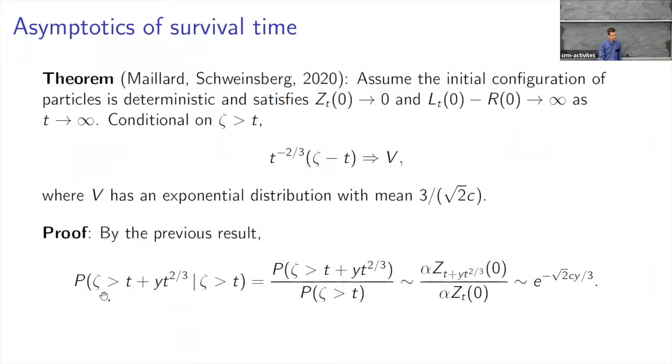So we want to calculate the probability that the process survives for at least time t plus y times t^(2/3), given that it survives for at least time t. We can write this conditional probability as the ratio of these two probabilities. The result on the previous slide tells us that the numerator is asymptotically α times z_(t+yt^(2/3))(0), and likewise, the denominator is proportional to z_t(0). Just from the formula for z_t, one can calculate that as long as no particle starts out too close to the right boundary, the ratio of these two expressions is converging to e^(−√2 c y / 3). That's why we end up with this exponential distribution in the limit, with a mean of 3 over the square root of 2 times c.